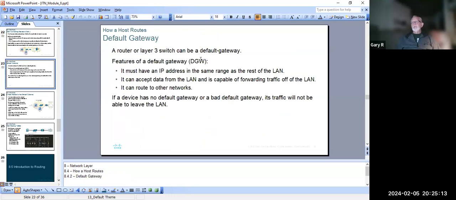You will have a default gateway, normally a router or layer 3 switch, which is acting like a router, even though they're calling it a layer 3 switch. So your default gateway is an address that exists on your network, and you have to be able to reach that in order to get things off your network. If you do not have a default gateway, you cannot communicate off your own network. It's that simple.